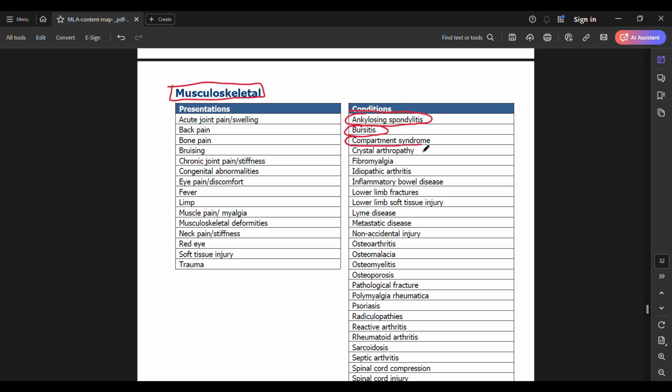Next, you have compartment syndrome. This could show up as an emergency case in your OSCE stations. In your MCQ exams, it definitely shows up. I haven't seen it show up as much in OSCE stations, but it could be an emergency case in your OSCE exams.